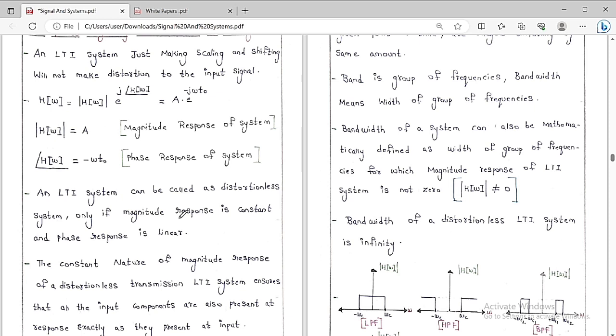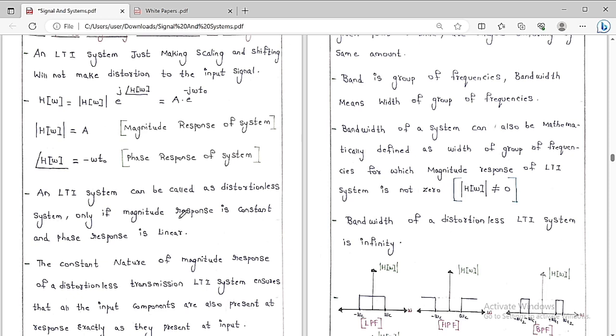So finally, I can say an LTI system can be called a distortionless system only if the magnitude response is constant as well as the phase response is linear.